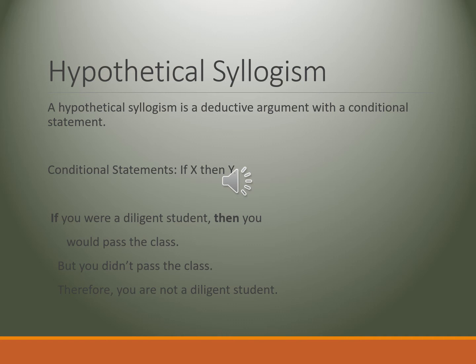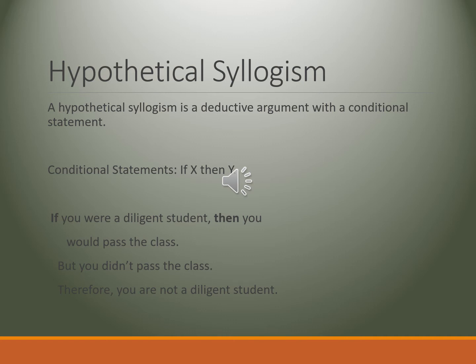Now, a conditional statement is nothing very complicated. It's just an if-then statement. If you study, then you'll pass the class. That is an example of a conditional statement. If you get a good night's sleep, then you'll feel better in the morning. That's another conditional statement. So a hypothetical syllogism is a deductive argument that contains at least one conditional statement. When you see a conditional statement in an argument, your thought should be instantly, that's a deductive argument, and you have classified it correctly. Here's an example of a hypothetical syllogism here below.